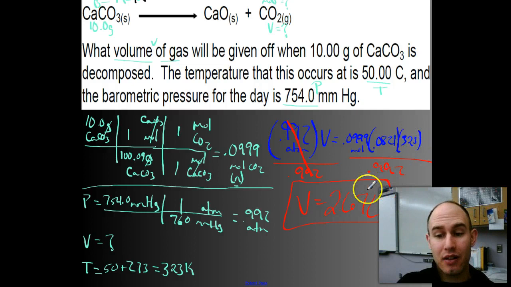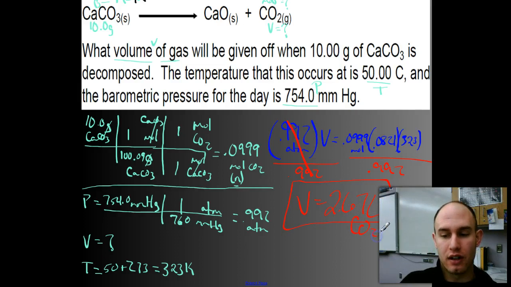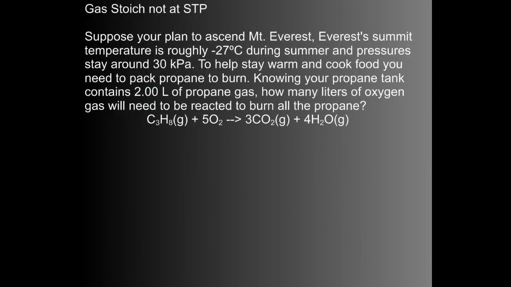Typing that in my calculator, we end up with 2.67 liters of CO2 gas produced, and that's using gas stoichiometry and then the ideal gas law to solve one of these problems. Let's go ahead and take another look at another example problem for using this type of problem-solving technique. Here's our second gas stoichiometry problem when we're dealing with items that are not at STP.